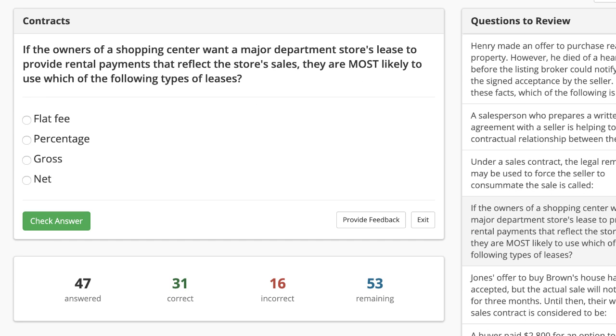And we are going to move to shopping centers. If the owners of a shopping center want a major department store's lease to provide rental payments that reflect the store's sales, they are most likely going to use which of the following types of leases? Is that A, a flat fee, B, a percentage, C, a gross, or D, net? What does everybody think? This confuses a lot of people. But if you end up in commercial real estate, it could actually be very relevant.